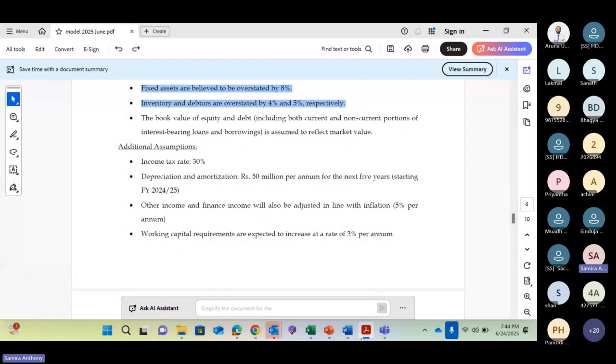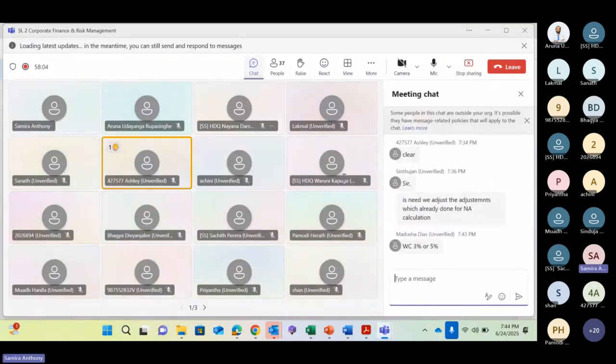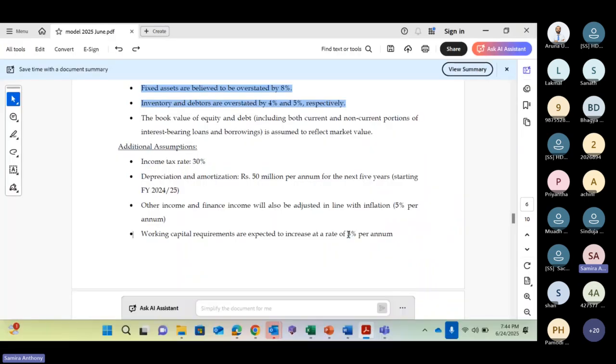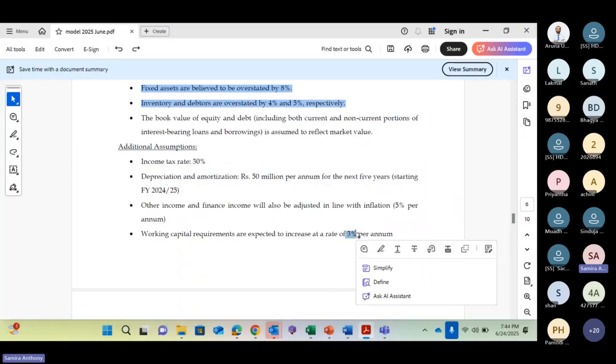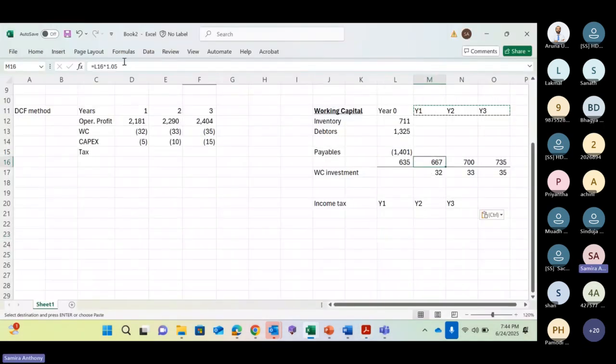Here I have a message. Somebody asked about the working capital requirement increasing by 3%. I mistakenly put 5% here, since I have continuously used 5%. Sorry, I will correct it. Now that's correct. Thank you.